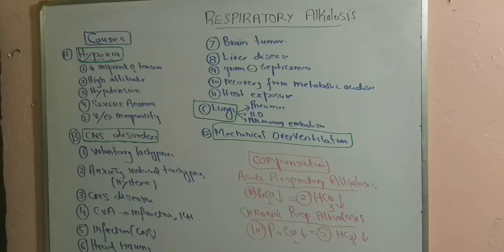But in case of alkalosis, this is the other way around. PCO2 comes down and bicarb should come down to compensate for it. In case of the acute, with each 10 decrease in the PCO2, 2 bicarb should come down to compensate for it. And in case of chronic respiratory alkalosis, with each 10 fall in the partial pressure of carbon dioxide, 5 bicarbonate should come down to compensate.